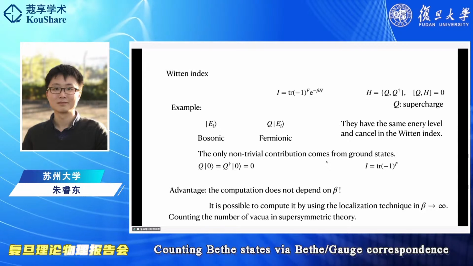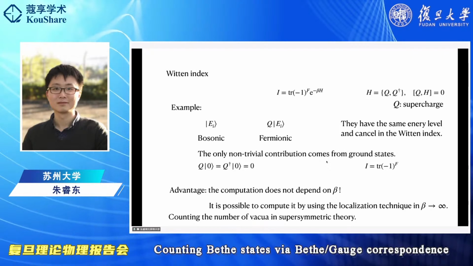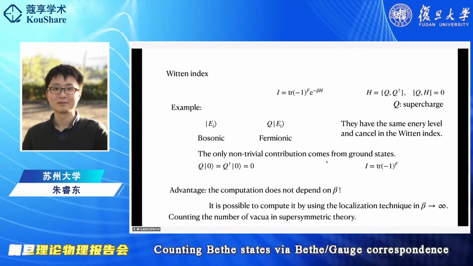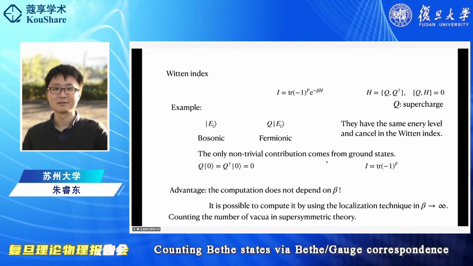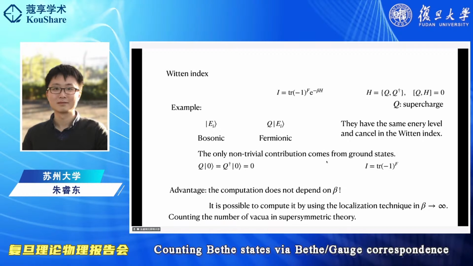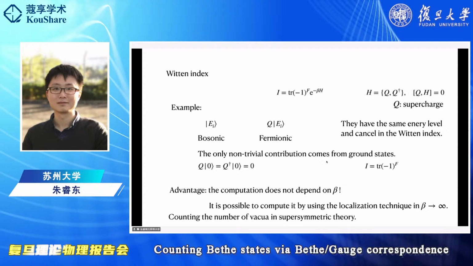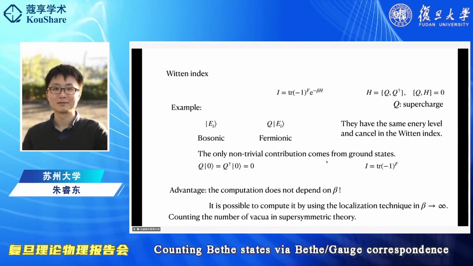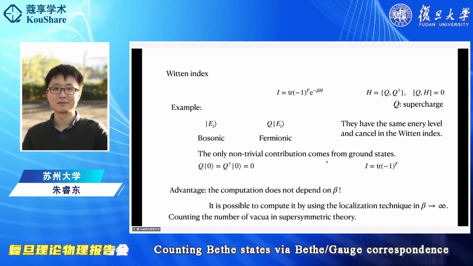Okay, so we take a different approach. Let's just count the number of vacua in the supersymmetric gauge theory. So this can be done by computing the so-called Witten index. So this is the definition of the Witten index. If we have a Hamiltonian H, we consider the trace of this exponential minus beta H, that's the usual thermal partition function, but we add this (-1) to the fermionic number F into the partition function.